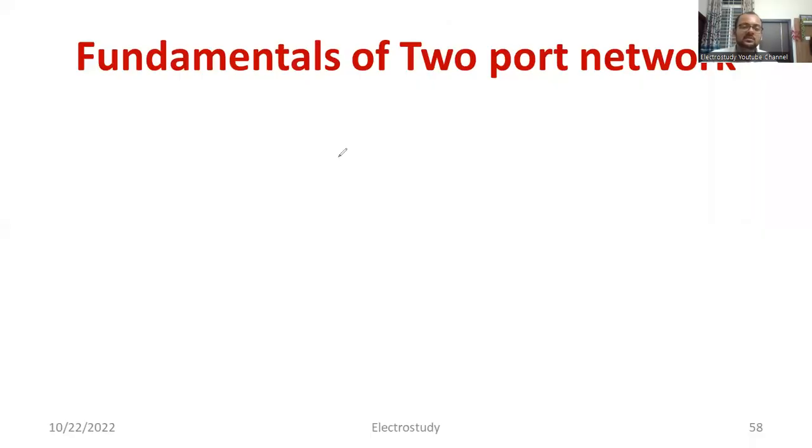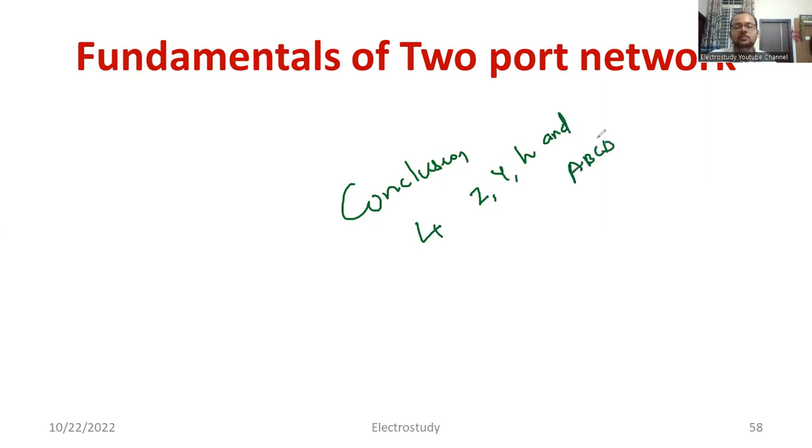So in this session, we have discussed four types of parameters: Z parameters, Y parameters, H parameters, and ABCD parameters. And we have discussed the applications in brief. Kindly follow up the formulas. Definitely that will help you out for your competitive examination.